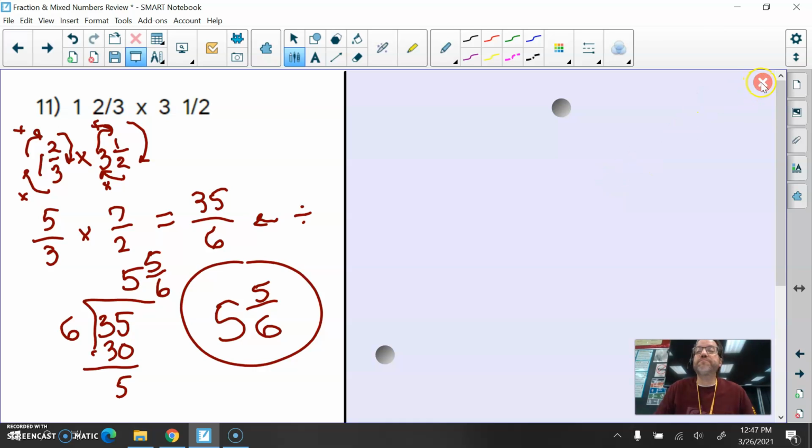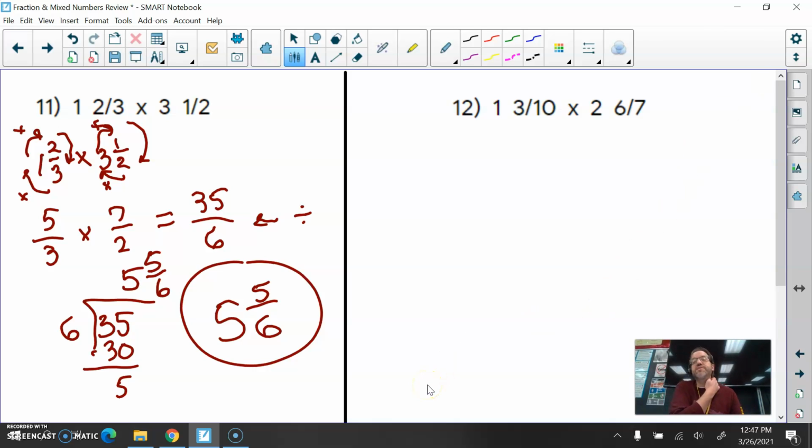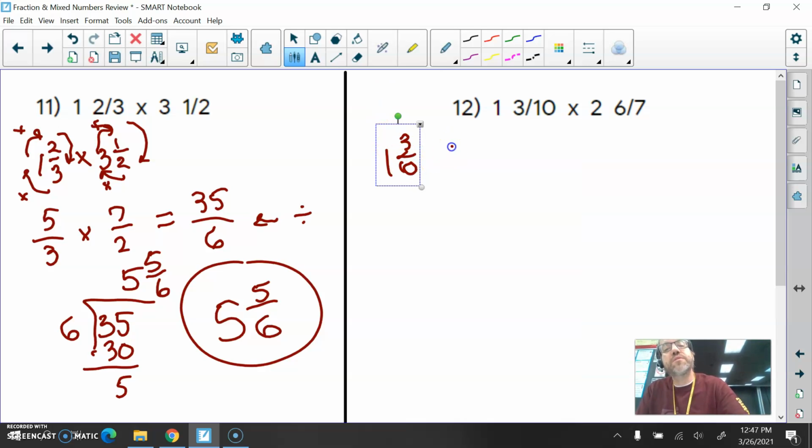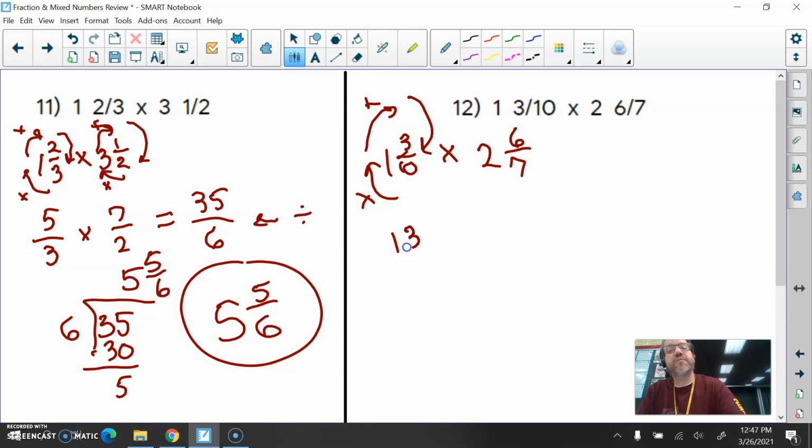All right, number 12. 1 3/10 times 2 6/7. Again, let's rewrite these. 1 3/10 times 2 6/7. And I'll go around the horn here. 10 times 1 is 10, plus 3 is 13. We put that over our denominator of 10. And then we're multiplying. And I'll go around the horn here. 7 times 2 is 14. Add 6, that's 20. Put that over our denominator of 7.